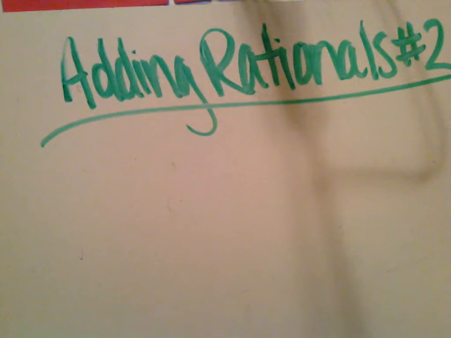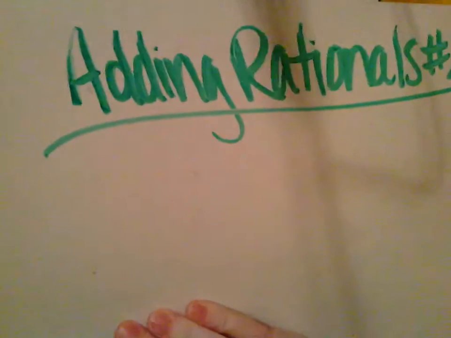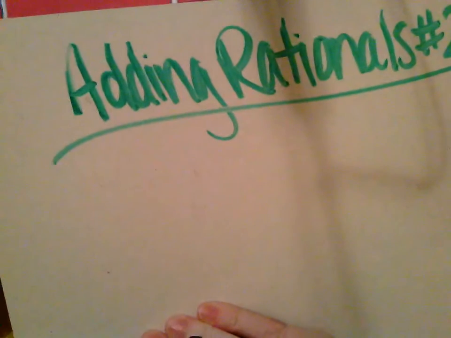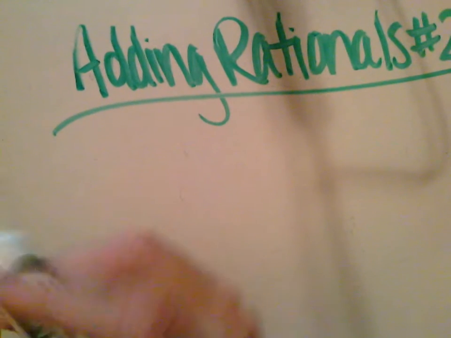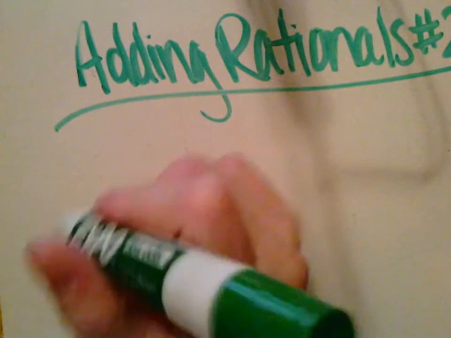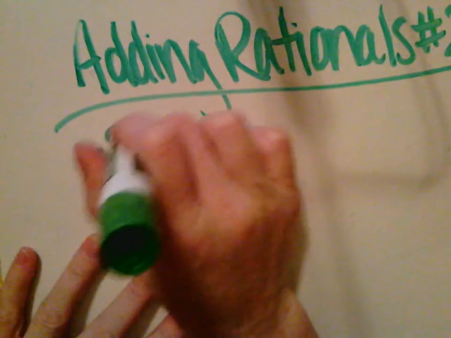Okay, so let's just pick up where we were. We were doing adding rationals with different signs. So let's start with something basic again. Get your mind thinking this way.